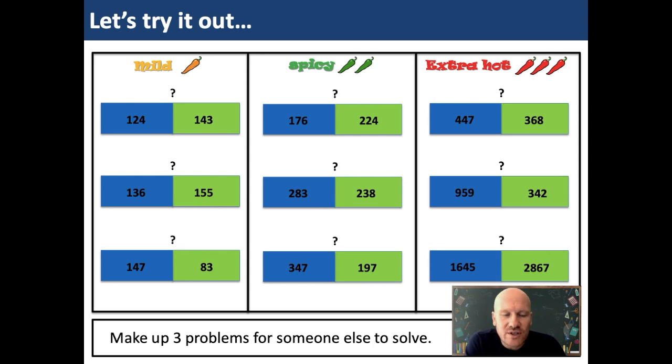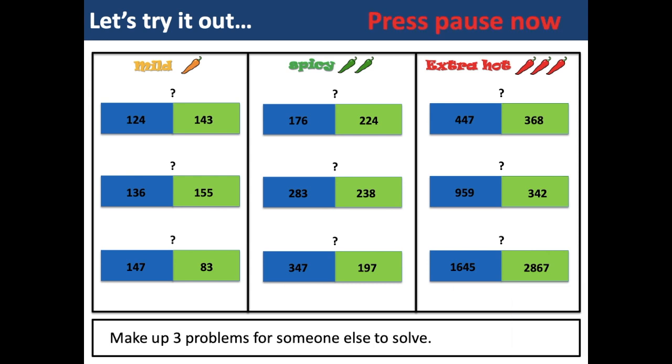Once you've solved those three problems, what I'd like you to do is make up three problems for somebody else to solve. And it's entirely up to you whether you simply draw the bars with the values, or make up word problems that fit with that, that's going to ensure that your partner has to analyse the problem by drawing the bar themselves.